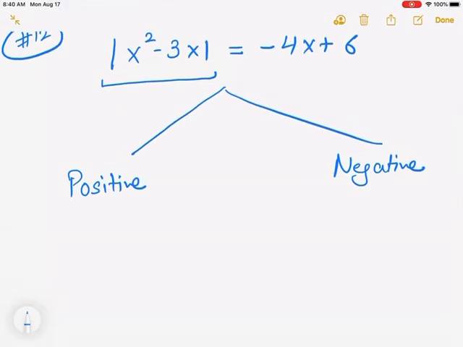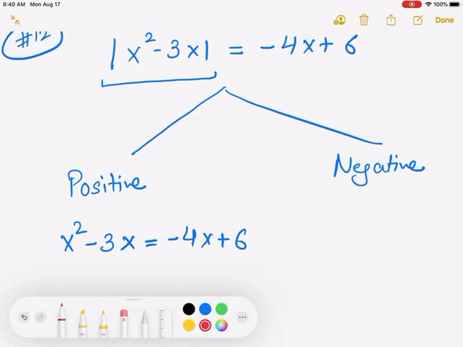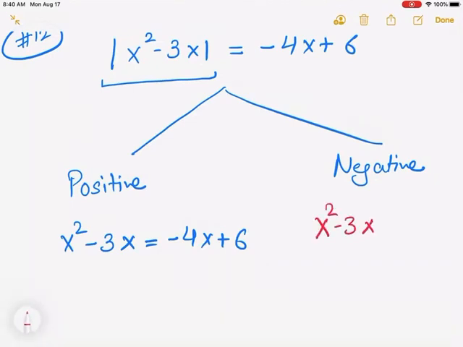So for the positive side, the left side of this equation would always stay the same, and the right side would also stay the same. Why? Because it's the positive side. So the positive side is literally the same equation with no absolute value symbols in there. For the negative side, again, the left side would stay the same, but the expression on the right side becomes a negative. Either you can switch the signs or just multiply by the negative. Either way, multiplying by the negative or switching the sign is the same thing.